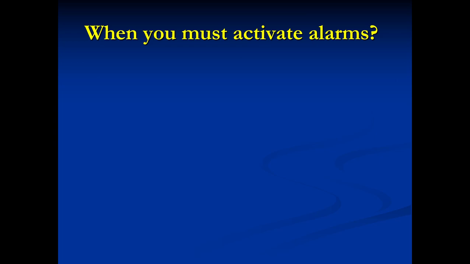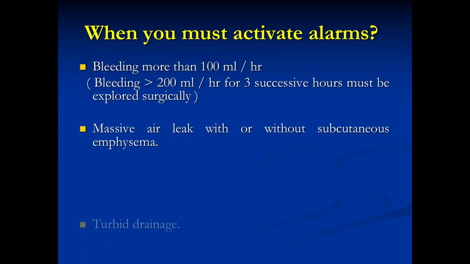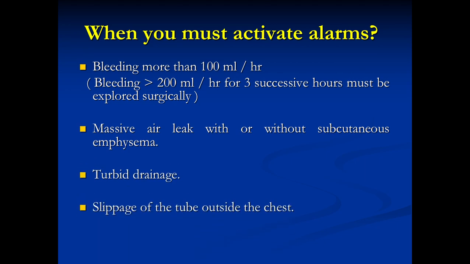When you must activate alarms while following the chest tube inserted in certain patients. If there is bleeding more than 100 ml per hour, okay, you have to be alarmed and alarm all the team. If there is bleeding more than 200 ml per hour for 3 successive hours, you must explore the patient surgically to check the reason for that bleeding. If there is massive air leak with or without subcutaneous emphysema, you have to explore the patient or check the reason or the source of that massive air leak.